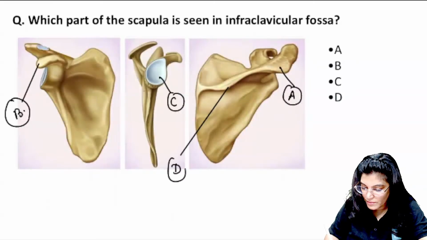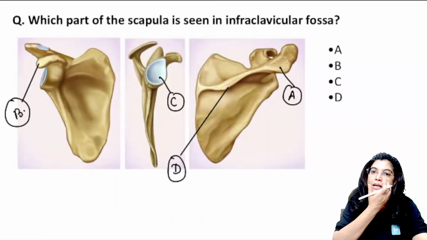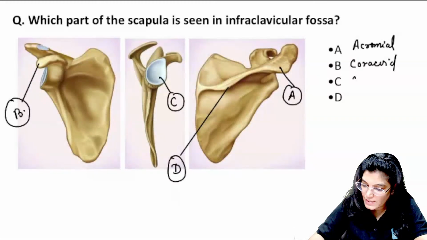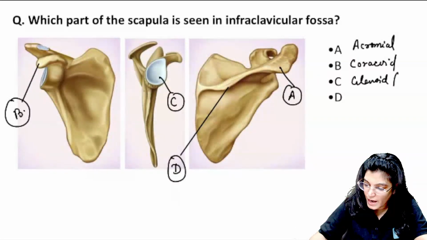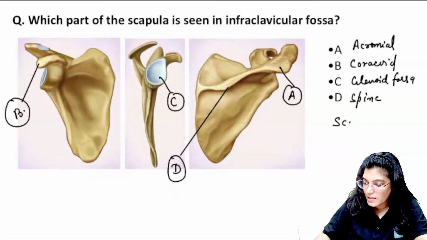First, you have to know what A, B, C and D are. A is the acromial process. B is the coracoid process of the scapula. C is the glenoid fossa. And D is the spine of the scapula. So all these are parts of the scapula.